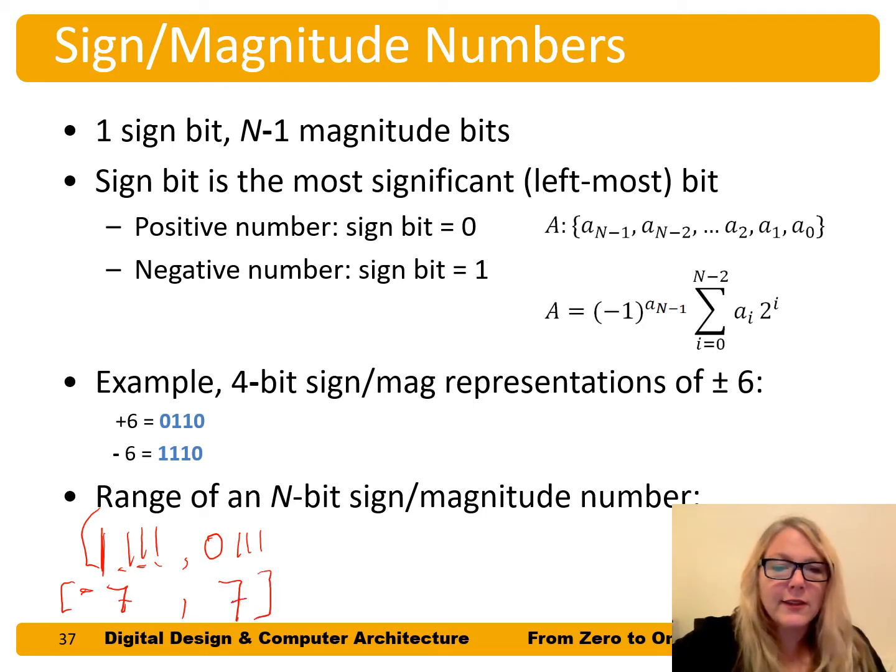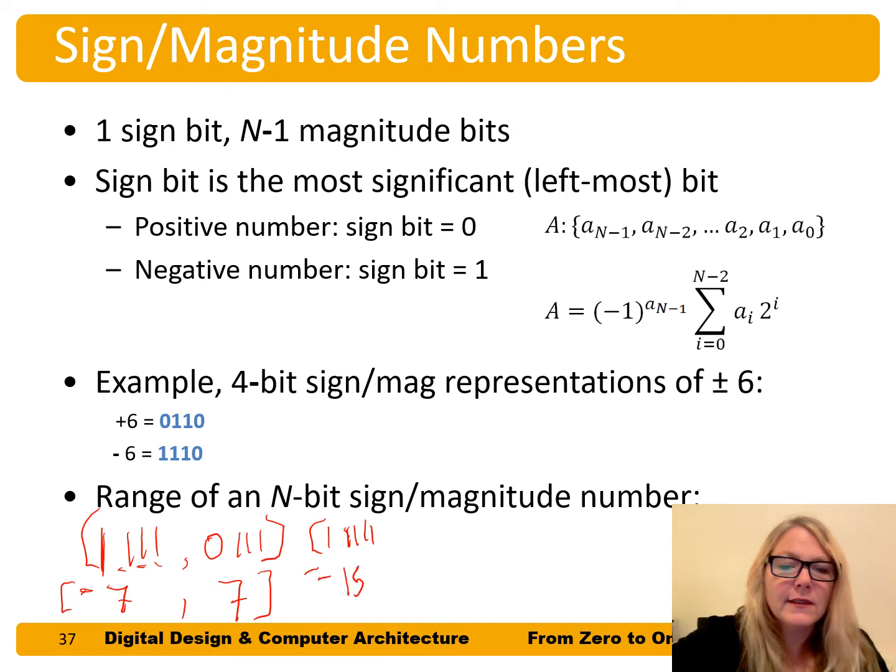Okay, well, we could try another example, a 5-bit signed magnitude number. The most negative number would be 1 in the sign bit, and then all 1s. So that would be minus 15. And then the most positive would be a 0 in the sign bit, and all 1s. So it'd be plus 15.